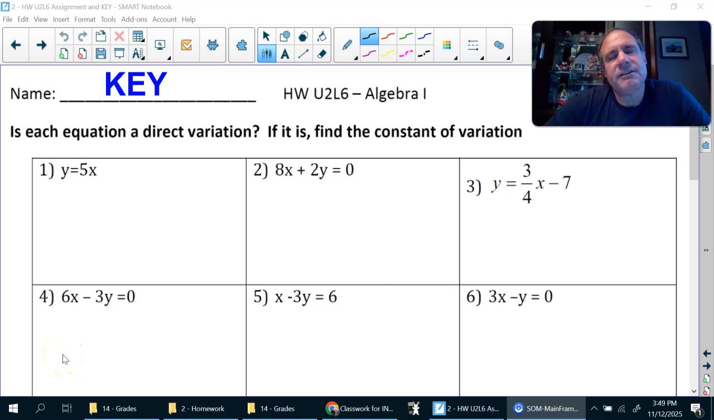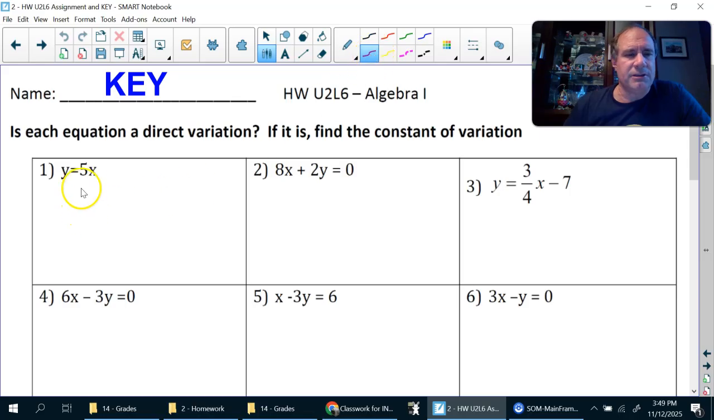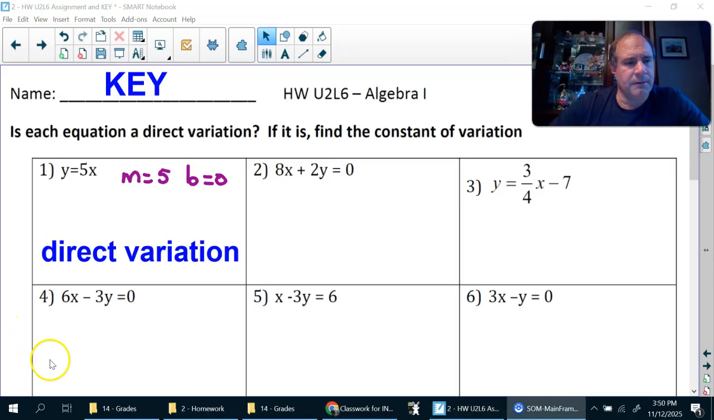Hello everyone. In this video we are going to identify if an equation is a direct variation, and if it is, we're going to solve for the constant of the variation. So for this one here, y equals 5x, we are talking about m being a 5, which is the slope, and b is 0. So we say this is a direct variation.